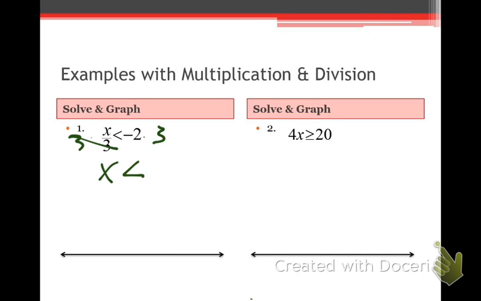X is going to be less than negative 6, right? And then we're ready to graph. Negative 6 is here. Open or closed circle? Open. Left or right? Yeah, we want to go left. X is less than. Okay.